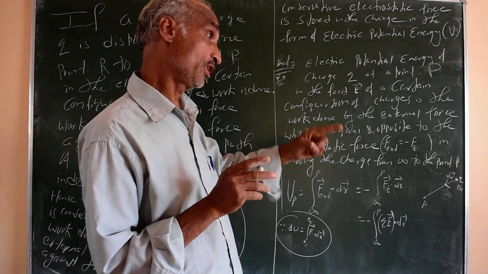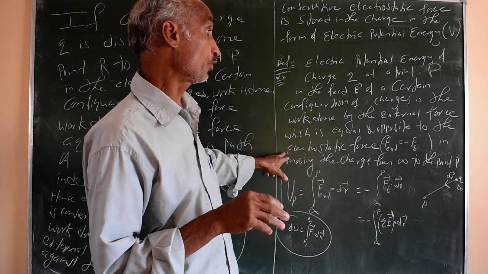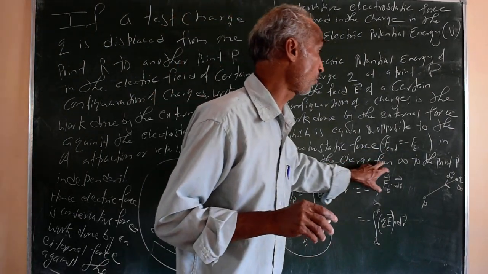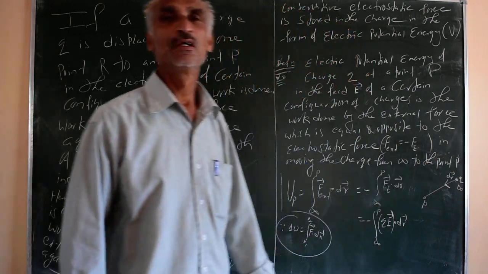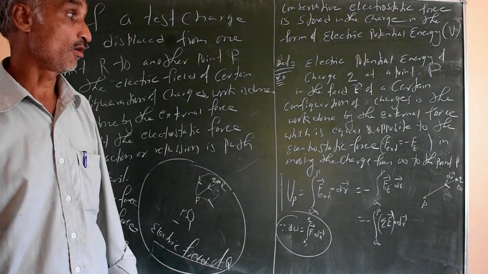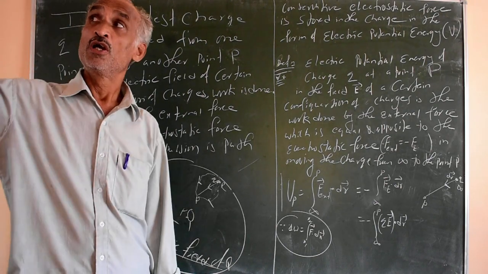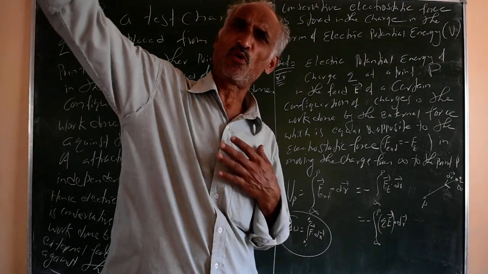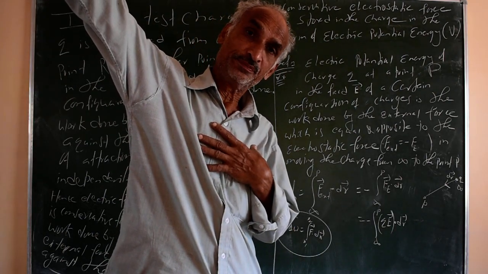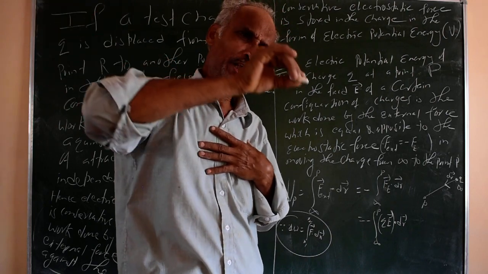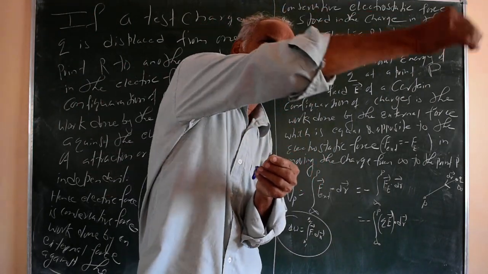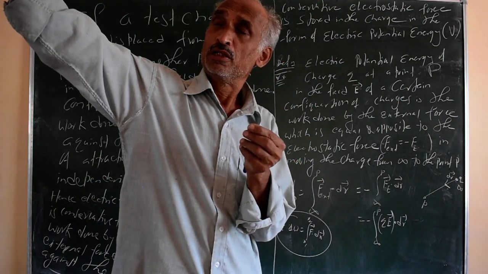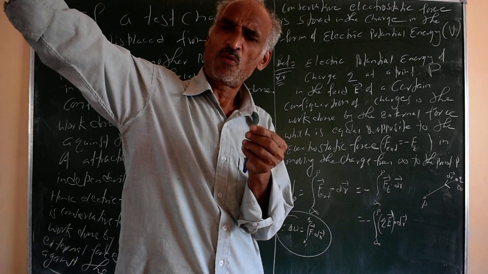So what is the potential energy of the charge at a point P? It is the work done against the electrostatic force in moving the charge from infinity to the point P. So try to understand. Here is the test charge Q. It is brought from infinity to a point P, where this point P lies in the field of a certain configuration of charges.